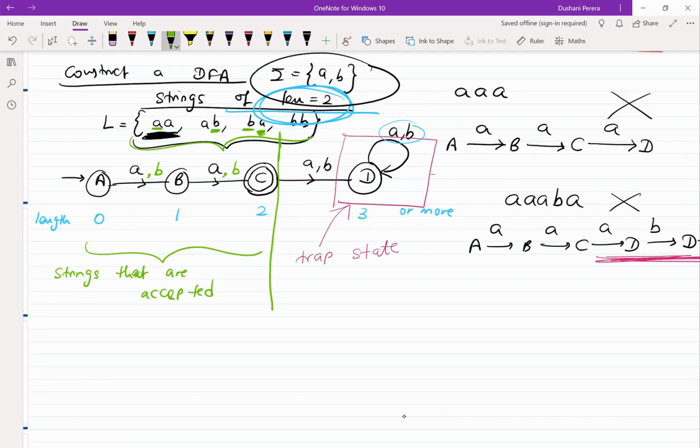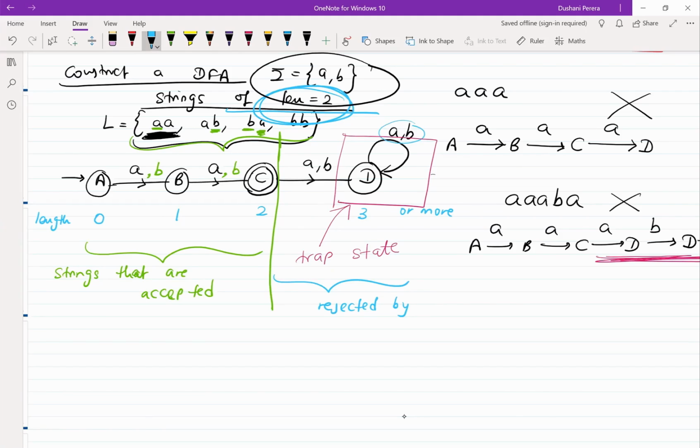Yeah. Then why do we go to this other part? We go there to depict the strings that are rejected by the language. Strings that are rejected.